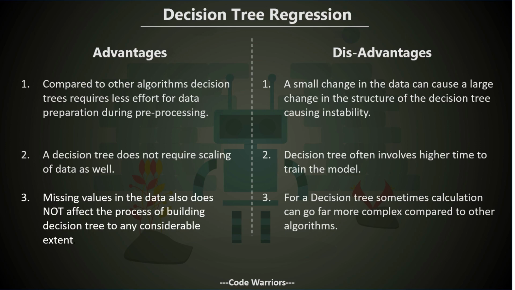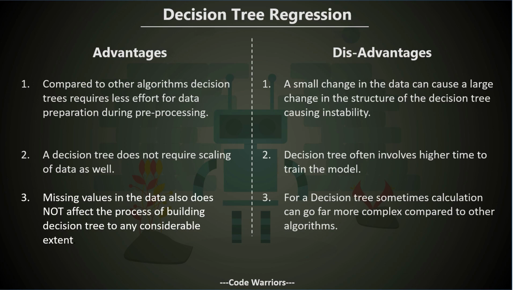And the second point is that decision tree often involves a higher time to train the model. As you can see in the decision tree flow chart, if there are multiple internal nodes and multiple cases before we reach the final leaf node, then the time required for that calculation is very high.